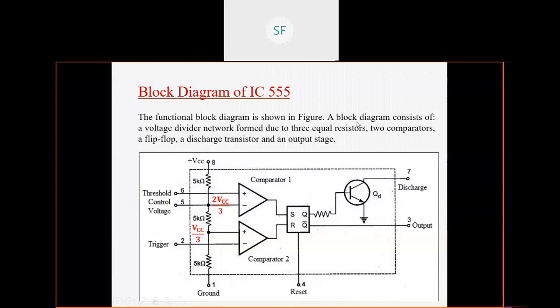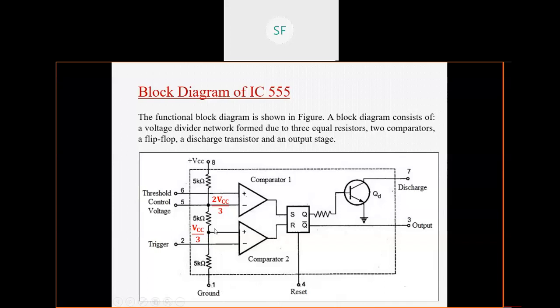Okay. So the functional block diagram of IC 555 consists of a voltage divider network formed by three equal resistors. You have to observe this diagram carefully and we will mention the circuit details. You can observe here pin number 8. What was pin number 8? Pin number 8 was your VCC. So this is pin number 8. And pin number 1 is ground, that is, it will be connected to ground.